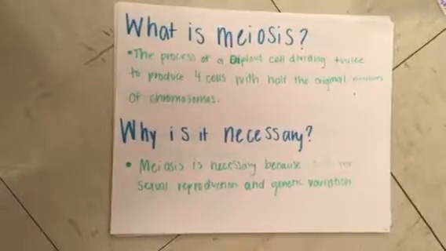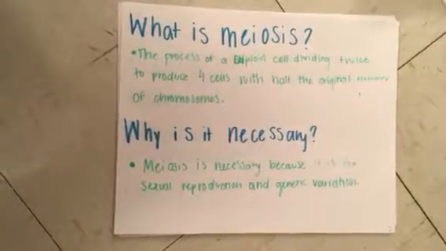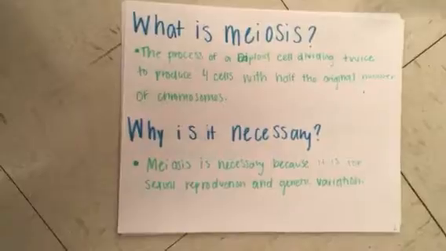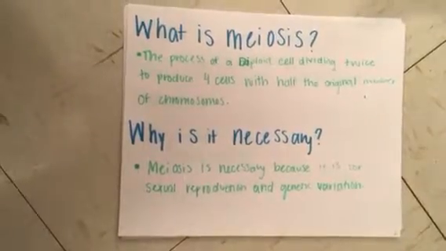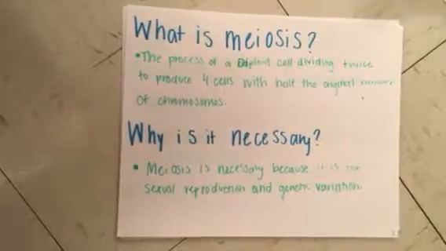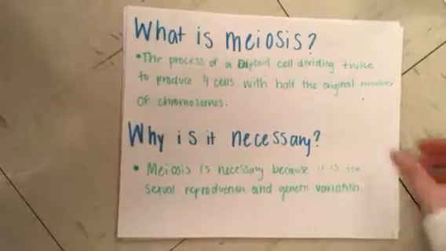What is meiosis? It's the process of a diploid cell dividing twice to produce 4 cells with half the original number of chromosomes. Why is it necessary? Meiosis is necessary because it's for sexual reproduction and genetic variation.